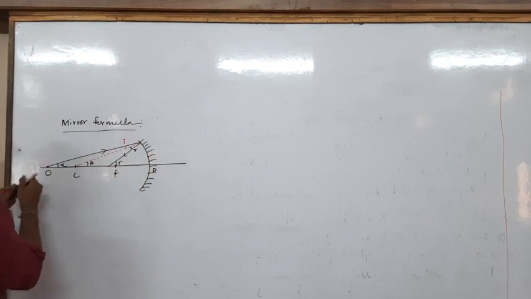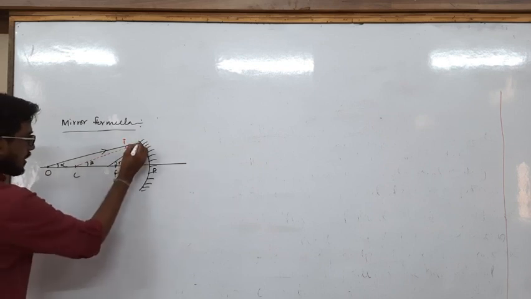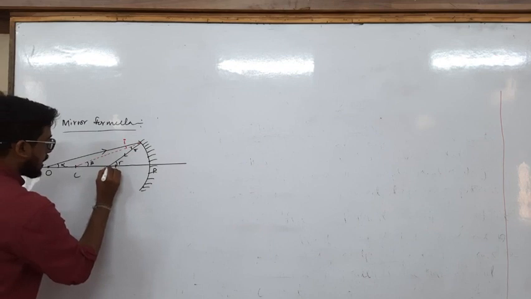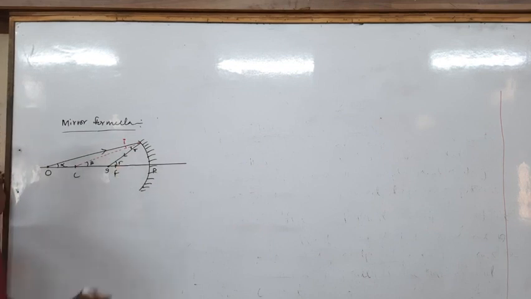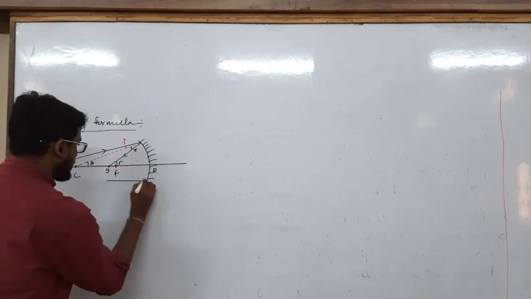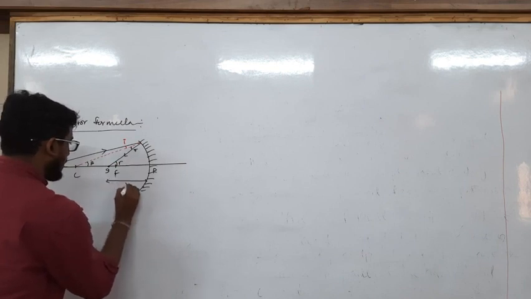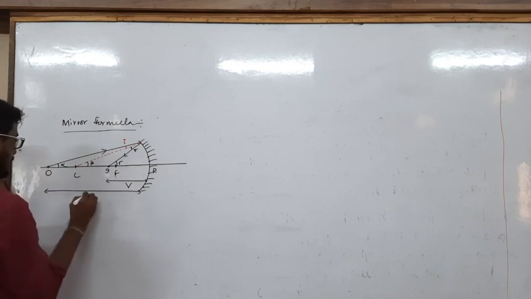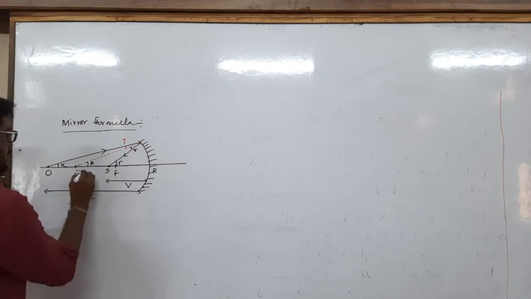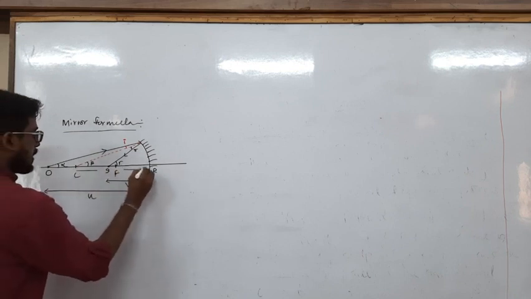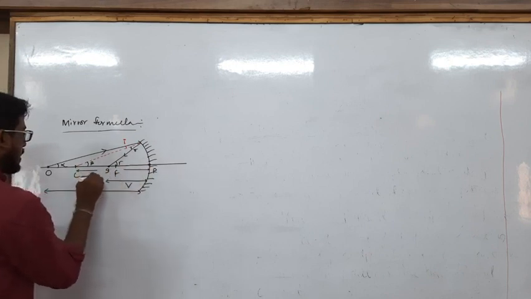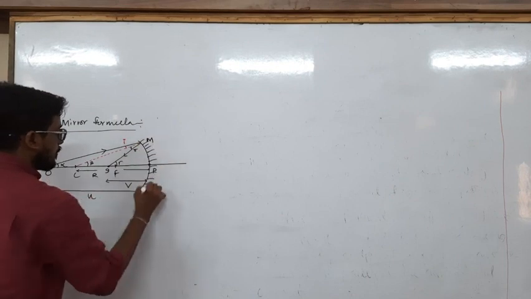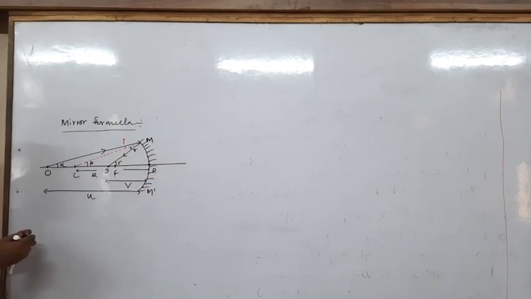So if O is the object, the incident ray after reflection meets the principal axis at the point I, so I will be the image. This distance according to convention is taken as V, this distance according to convention is taken as U, and this distance C to P, where P is the pole, will be taken as R. Let this point be M, and P and M dash be the concave mirror.